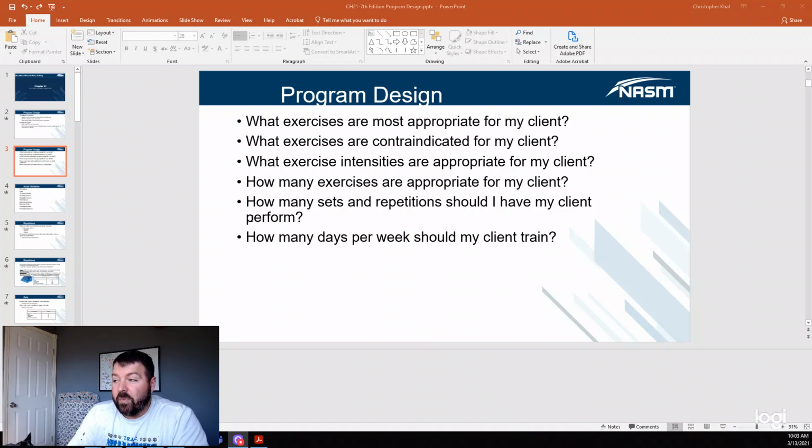How many exercises are appropriate for my client? That's going to depend on their energy, their stamina. Diet could play a factor in this. Sleep, time, really, especially if they're going. And then what's their outcomes? It will help that. How many sets and repetitions should I have my client perform?